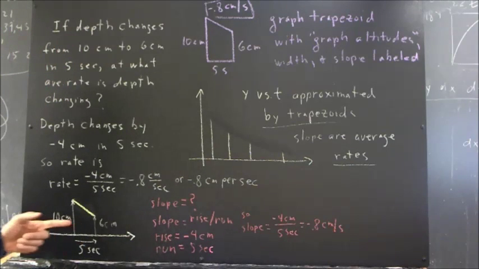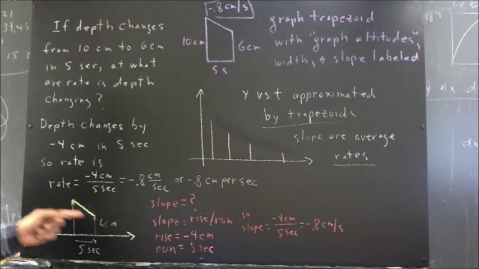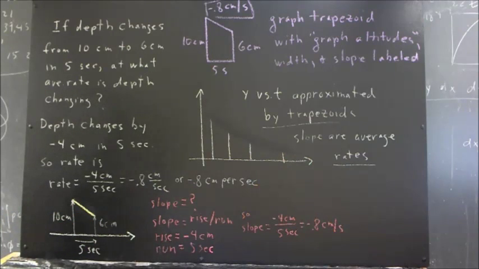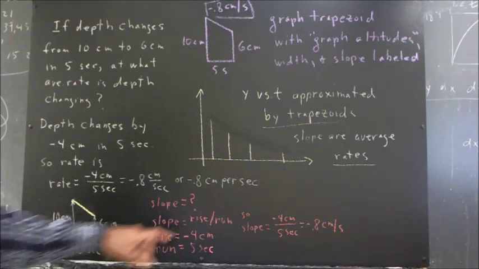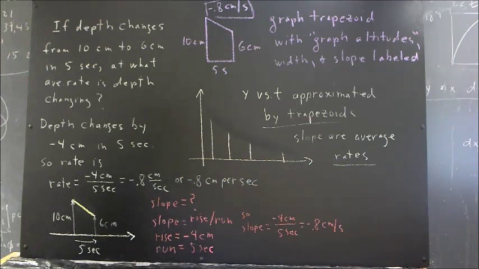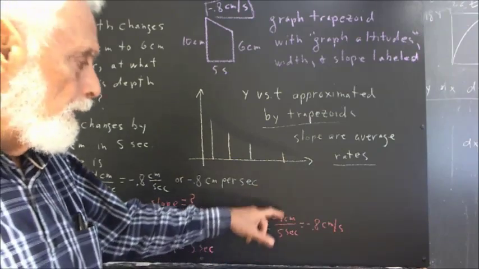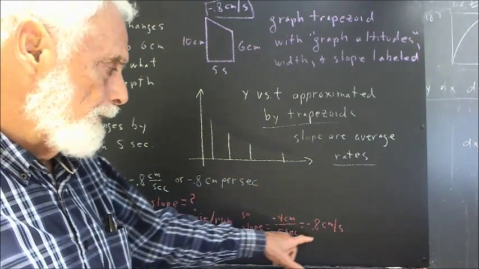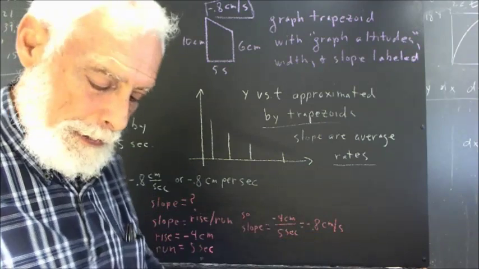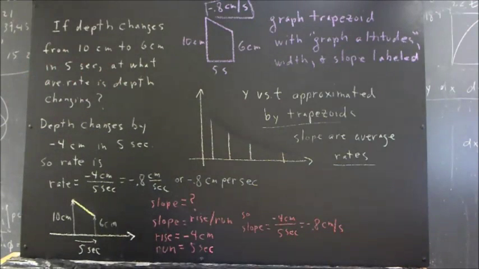What's the run? Well, the run is how far you go in this direction to get from this point to this point. And as we see, that's got to be 5 seconds. So the rise is negative 4 centimeters, the run is 5 seconds, so the slope is negative 4 centimeters divided by 5 seconds, which is negative 0.8 centimeters per second.